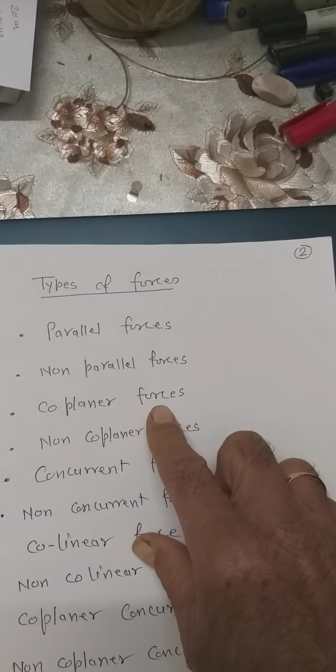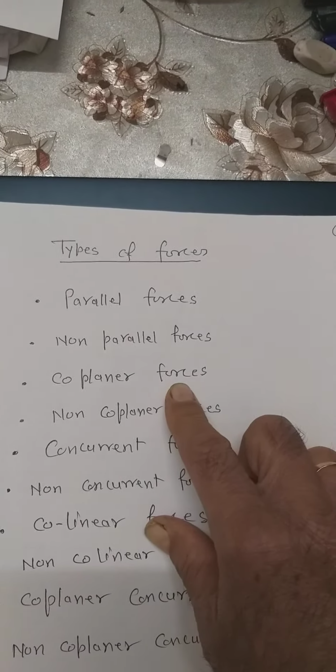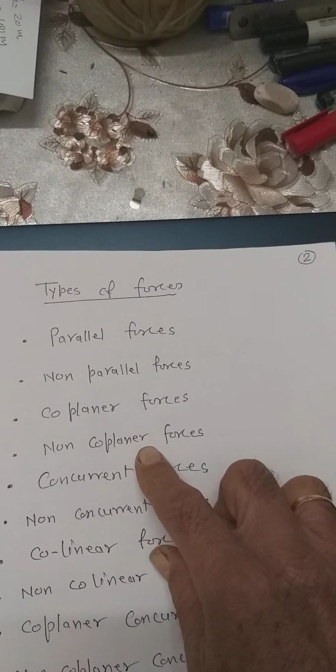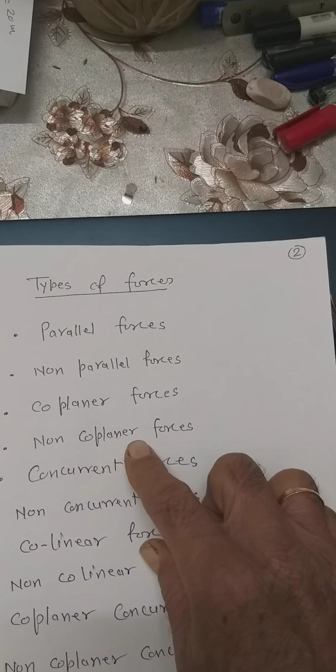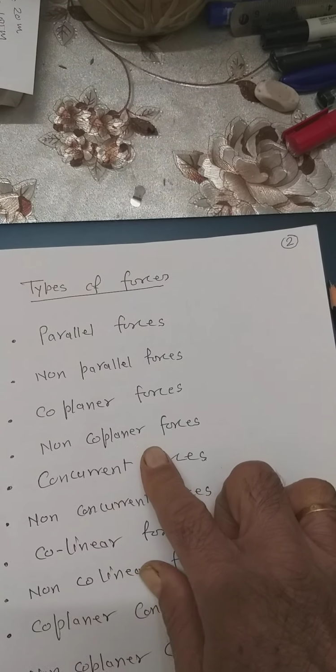Coplanar forces. When a number of forces or any force are acting in one plane, maybe horizontal plane, maybe vertical plane, maybe inclined plane or whatsoever it may be, when a number of forces are acting in the same plane, we call them coplanar forces. Non-coplanar forces. If some forces are acting in x direction, that is in horizontal plane, and others are acting in vertical direction, that is vertical plane, then we call that non-coplanar forces.